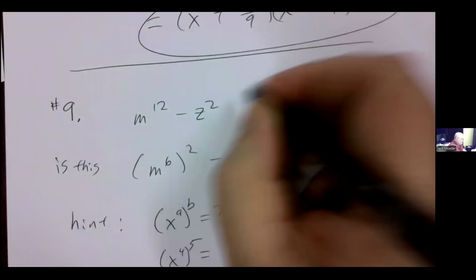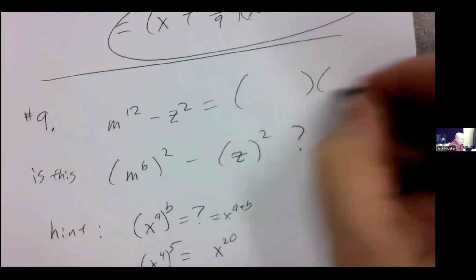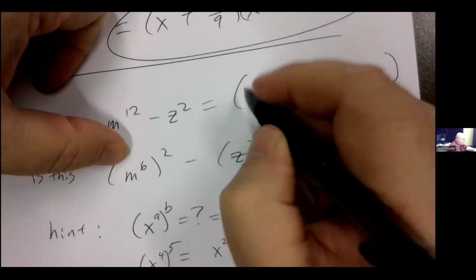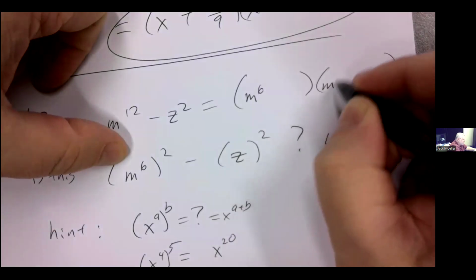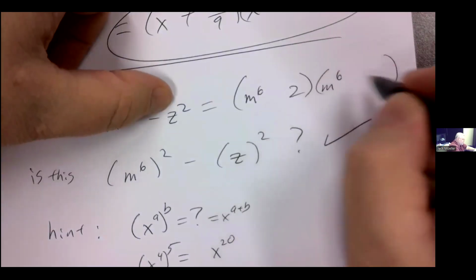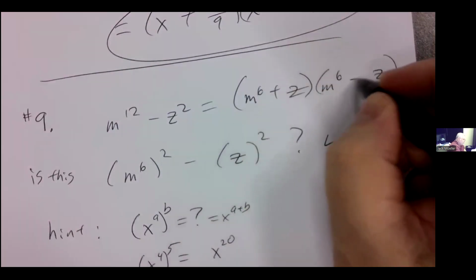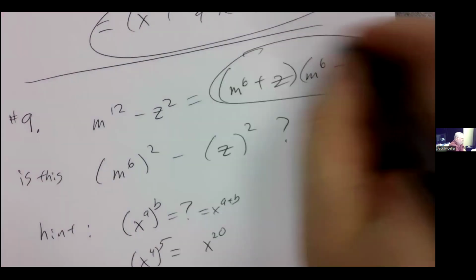So how does this factor? Well, to get m to the 12th, we're going to do m to the 6th times m to the 6th. To get z squared, we do z times z. And the signs have to be one of each, plus minus, minus plus, your choice.